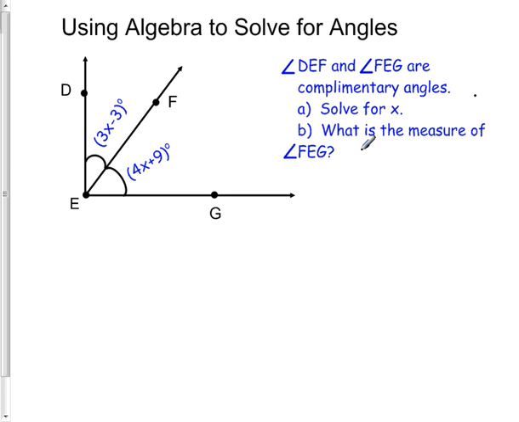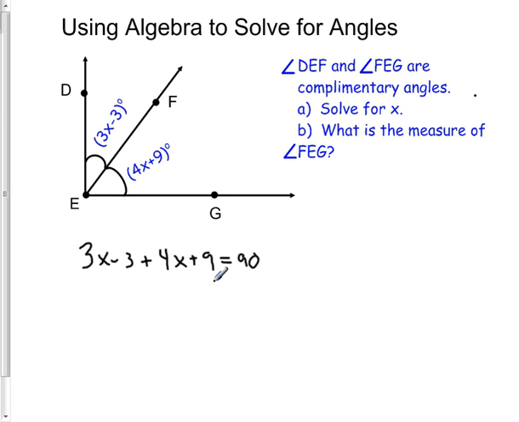Okay, so we are going to set this up. The first thing we need to determine is what the word complementary means. If we refresh ourselves from the previous lesson, it's two angles that add up to 90 degrees. So that's telling us that this angle and this angle both add up to 90 degrees. So let's set up the equation as 3x minus 3, that's our first angle, plus the other angle, 4x plus 9. When we add those two angles together, since they're complementary, they add to 90 degrees.